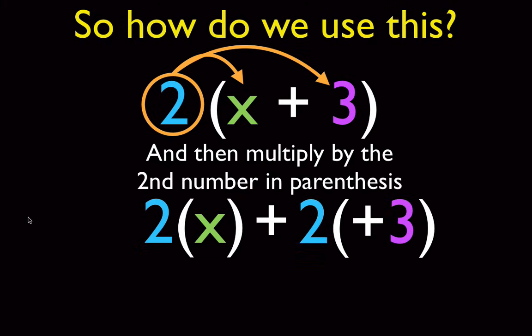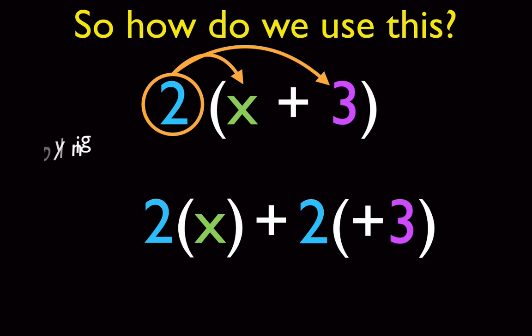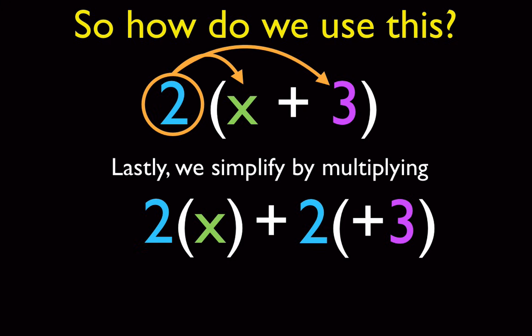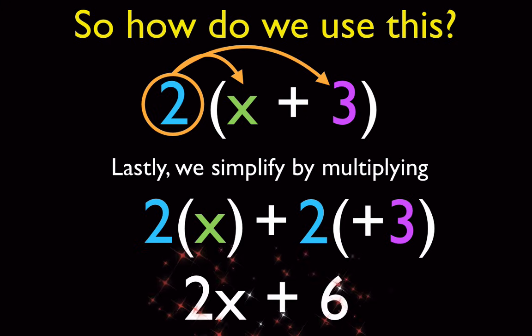Okay, so first I had the 2 times x, then I had the 2 times the positive 3 inside, which gives me 2x plus 6. Okay, so the last step is to simplify, and you get 2x plus 6.